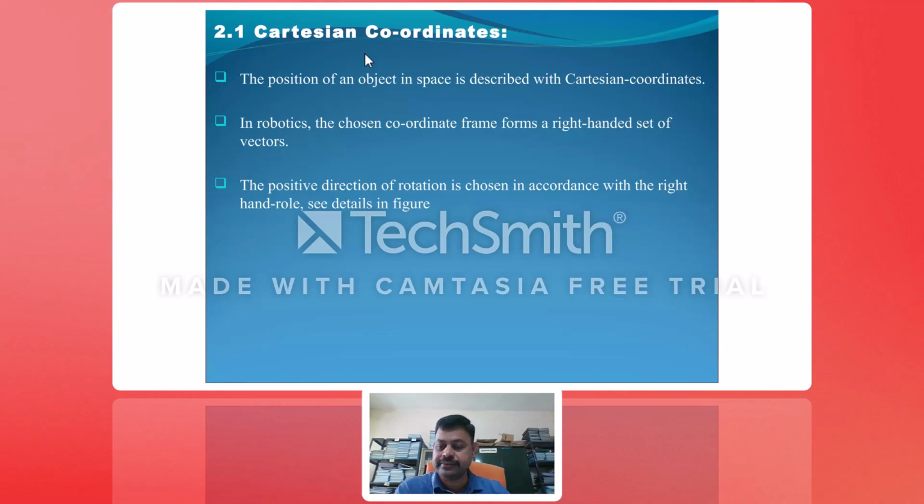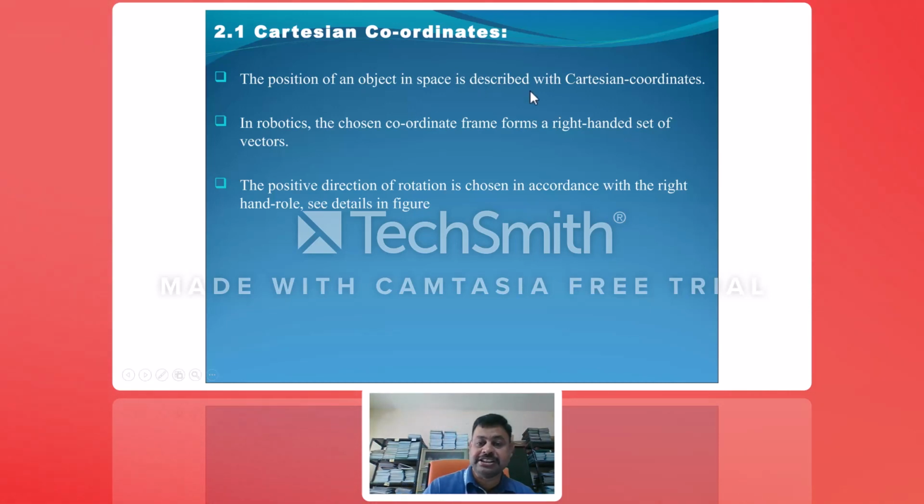X-axis is right to left, right? X plus and X minus, right to left respectively. Then the y-axis is front and back. Front is positive, back is negative. And the z-axis is up and down. Up is positive, down is negative. So I hope you are able to recall this now.